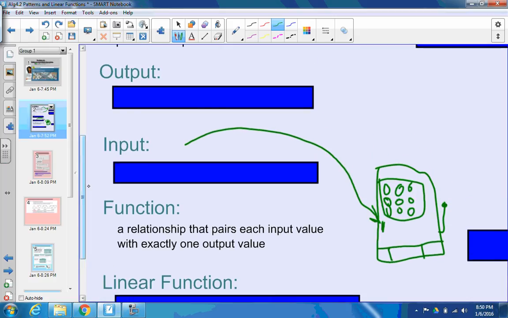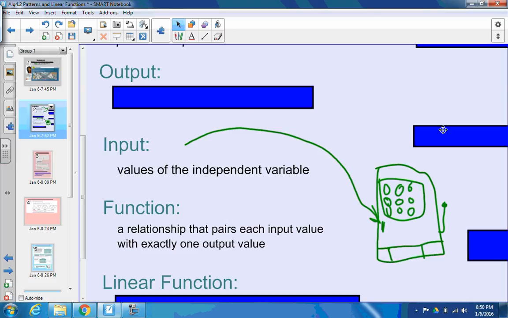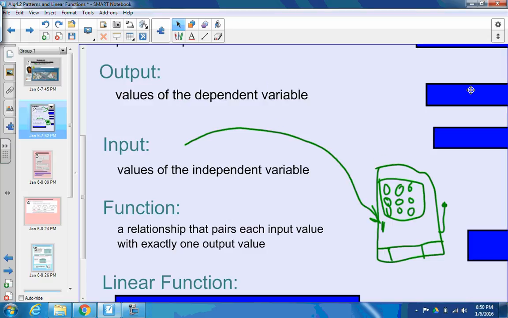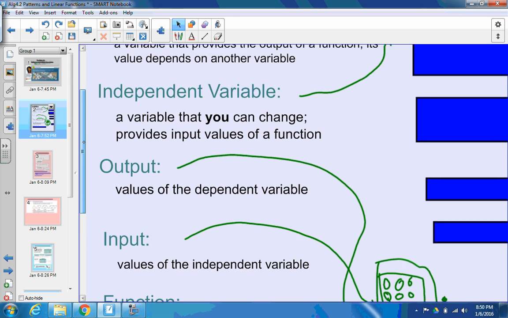So the input values of a function are the values of the independent variable. Those are the ones that you get to choose. The output is the dependent variable, which would be what you would get out of it, like a whole bunch of money if you win the lottery. But that's my, don't tell Mrs. Bergman that that's my picture, but that is my slot machine, or my game where you can put coins in.